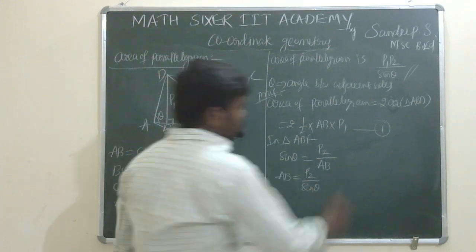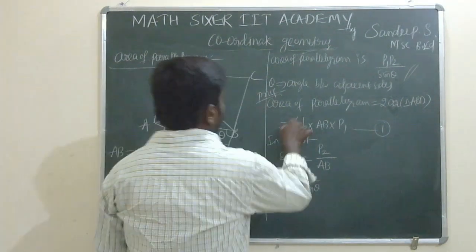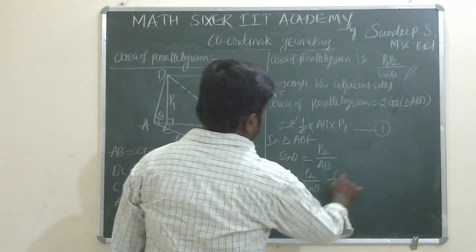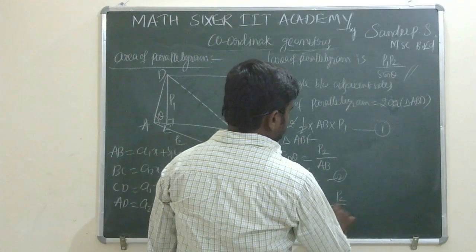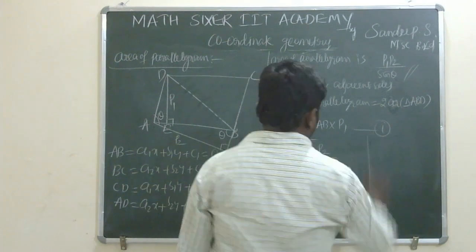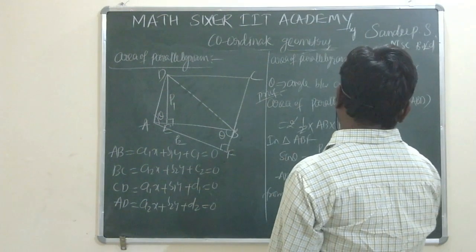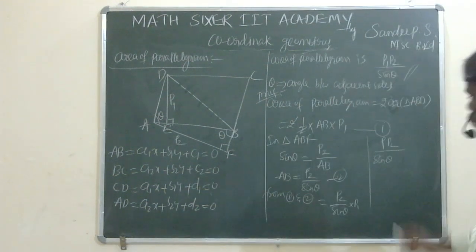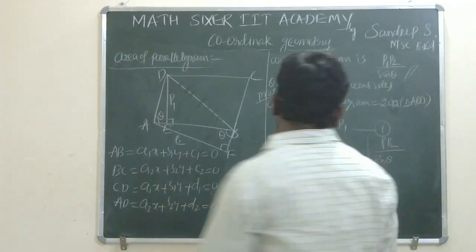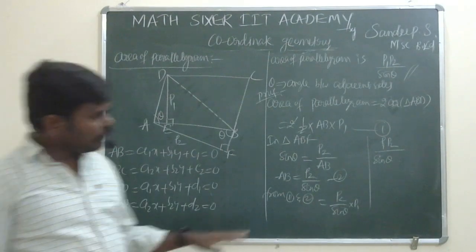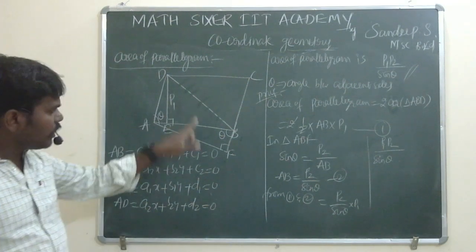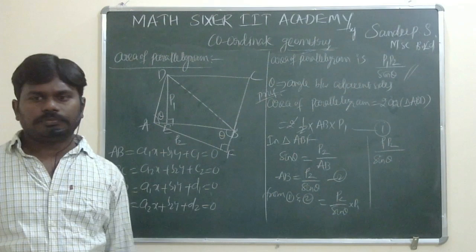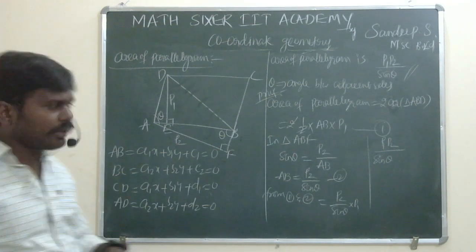So you will get the AB value, which is equal to P2 by sine theta. Here the 2 will cancel with the 1 by 2, and we can write AB as P2 by sine theta into P1. So P1 P2 divided by sine theta is the area of the parallelogram. Still we can simplify this. We can find the P1 value, the P2 value and the theta value, so that also we will derive and check.